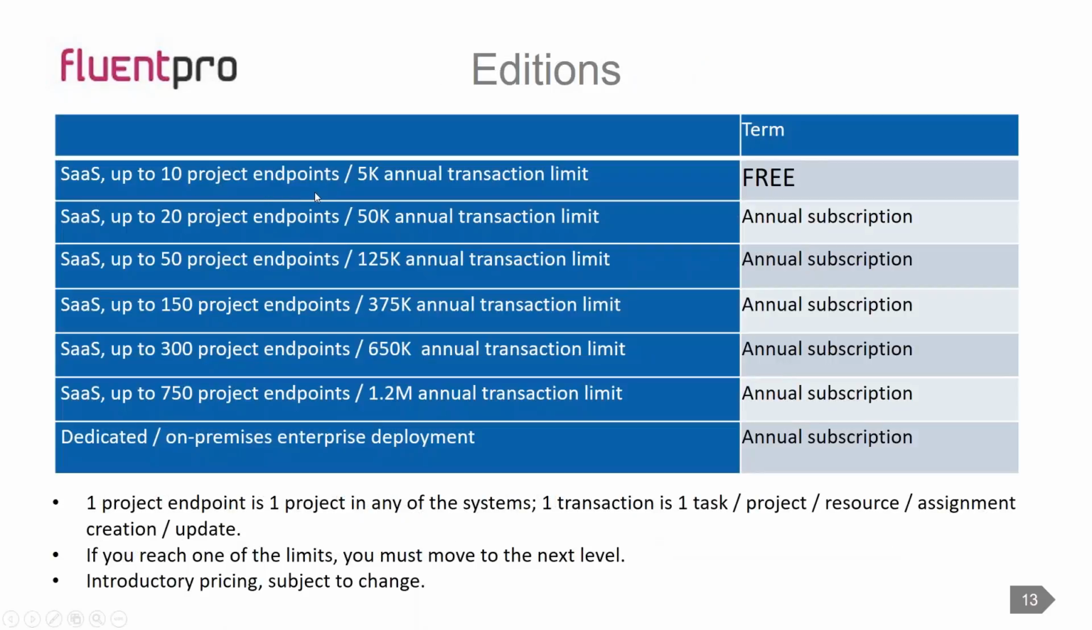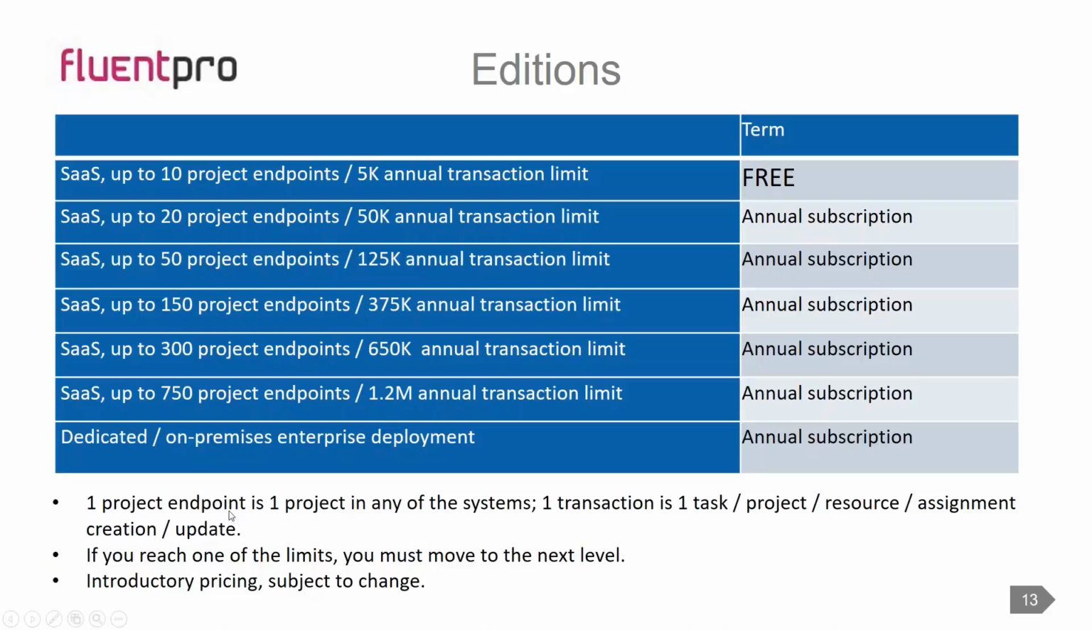Okay, editions, as I mentioned, you pay per load. The 10 endpoints is where it starts, and you have 5,000 transactions per year. It's a free tier. No obligation, simply install and you can use it. We have levels for 20 project endpoints, 50, 150, 300, and 700. And for customers with a very high load of projects, we can discuss creating a dedicated infrastructure on very high performance environments that you can use.